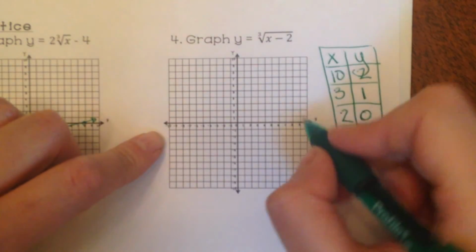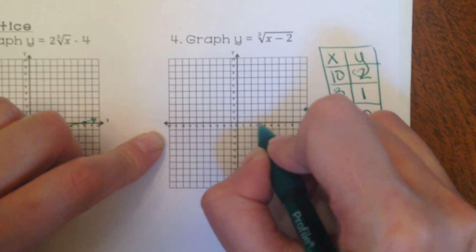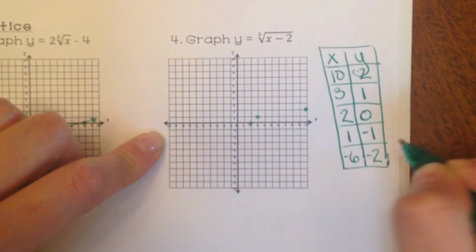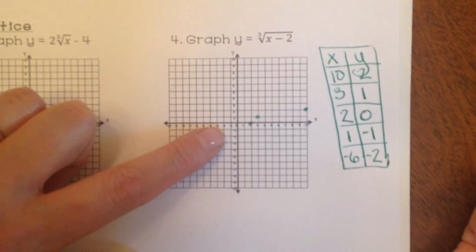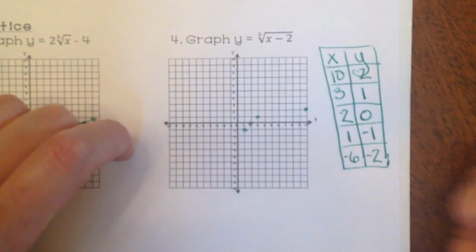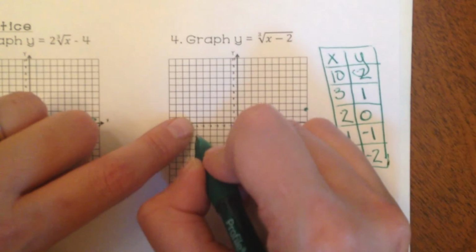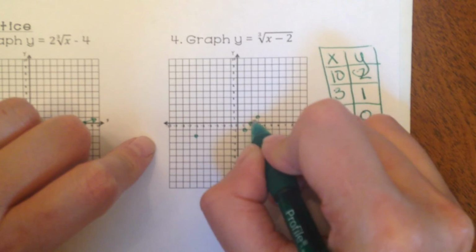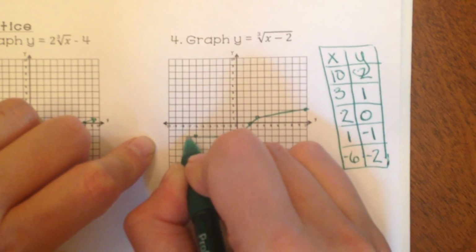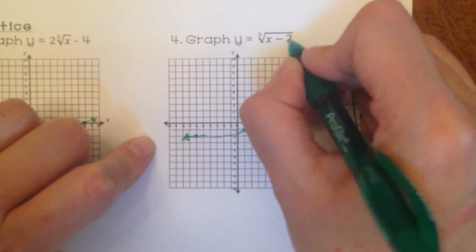Okay, I'm going to graph. When x is 10, y is 2. When x is 3, y is 1. When x is 2, y is 0. When x is 1, y is negative 1. When x is negative 6, y is negative 2. All right, so this one you can see is shifted 2 to the right.